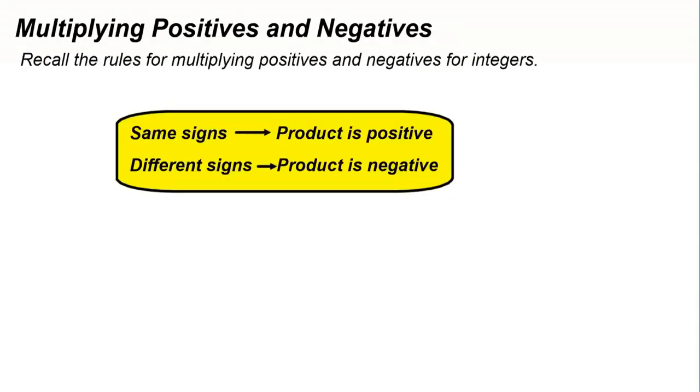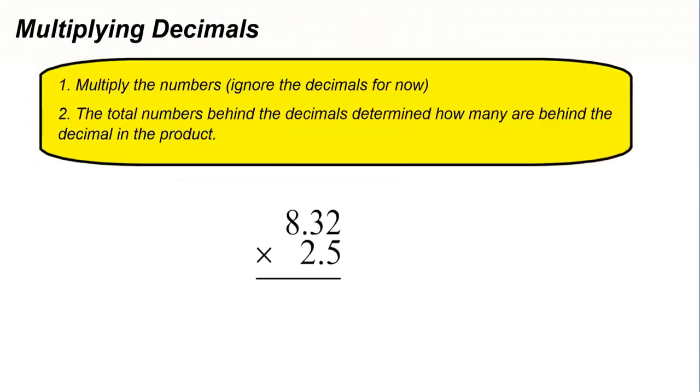So multiplying positives and negatives: recall the rules for multiplying positives and negatives for integers. They're the same thing for rational numbers as well. There's nothing new we need to remember as far as multiplying positives and negatives go. If the signs are the same, positive and positive, or negative and negative, the product is going to be positive. Same signs, product is positive. If we have different signs, a positive times a negative or a negative times a positive, then your product is going to be negative. Those rules apply the same for rational numbers as they did for integers.